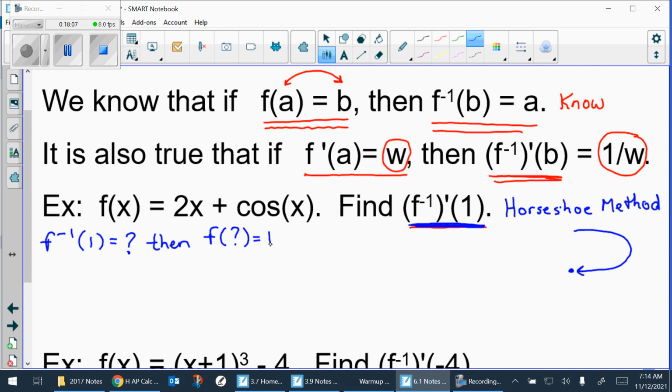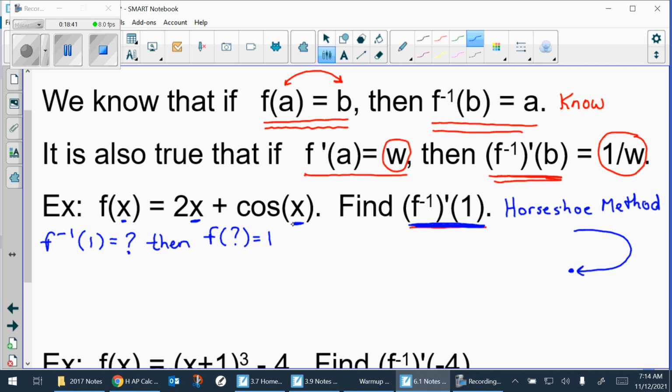Okay, now I got to figure out what question mark is. What am I going to put in for x so that my result is a value of 1? So I think about that a little bit. I remember that Mr. Potts told me that this has got to be something that's kind of obvious. And so I try easy numbers like 0 or 1, something like that, maybe pi.